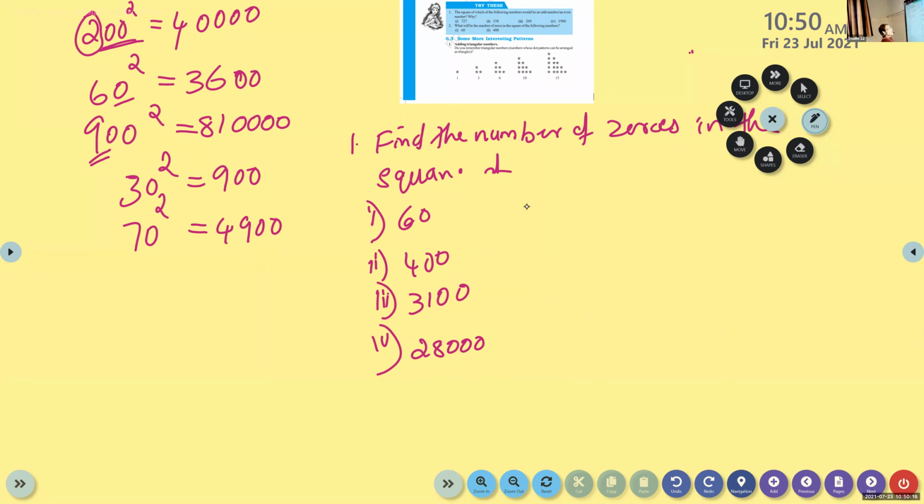How many zeros? 60 square, how many zeros? 2 zeros. 400 square, how many zeros? 4 zeros. And here, 3100 square, 6 zeros. Okay.